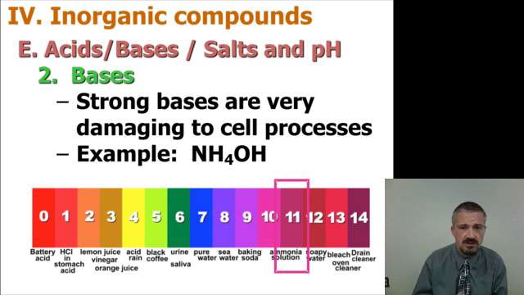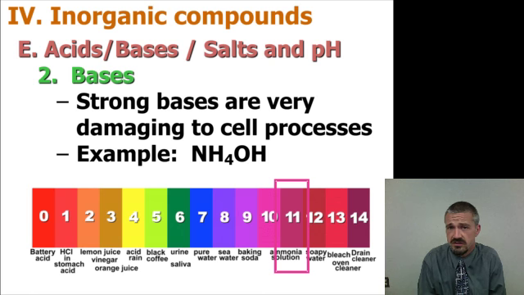Bases can also damage the cells, so things like ammonia are very bad for the cells. That's why we try to get rid of our nitrogen-containing compounds in our urine. You can see ammonia, soapy water up in that 11 to 12, bleach 13. So those are your more alkaline type of things here.